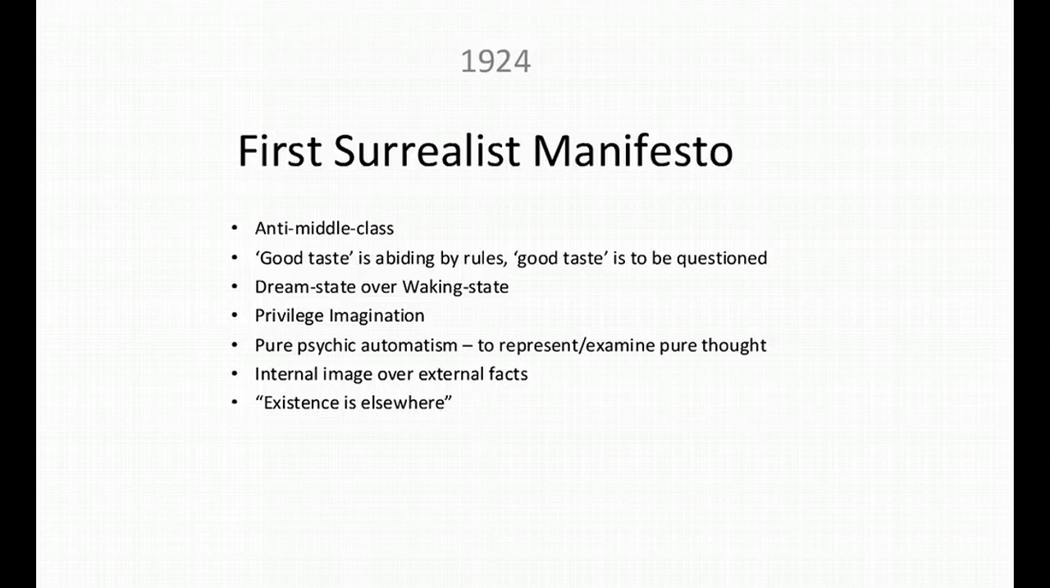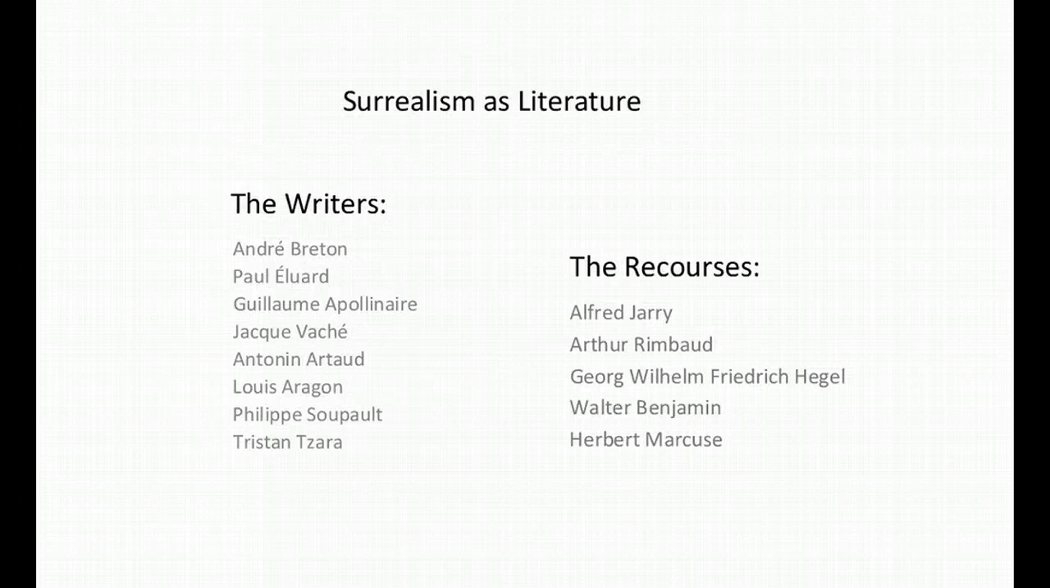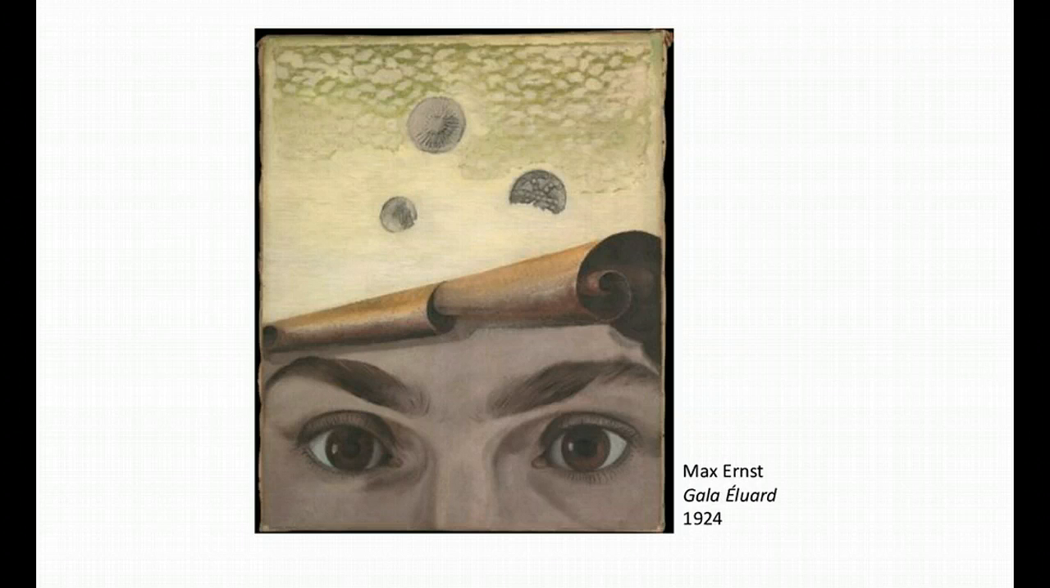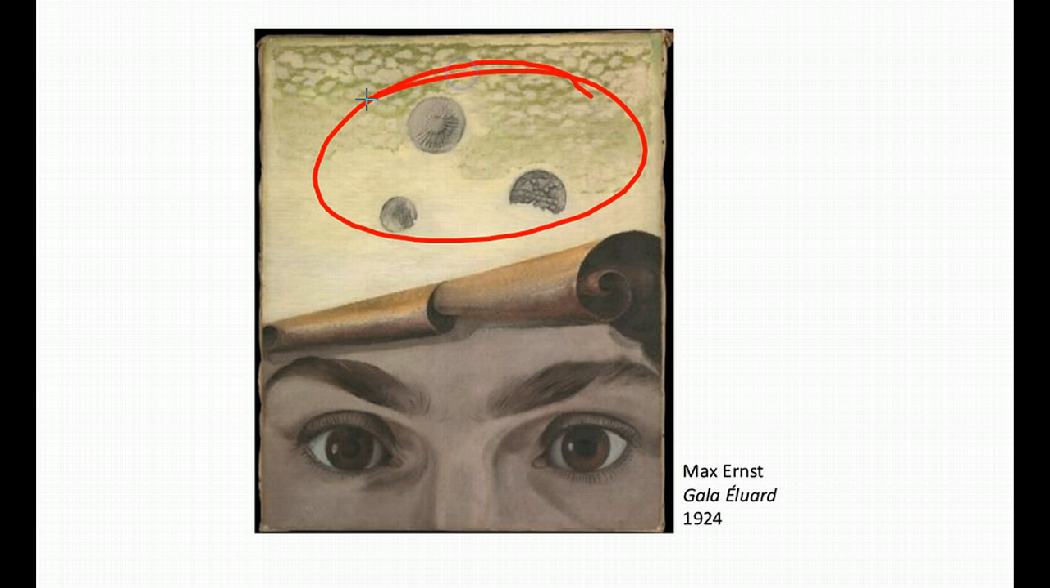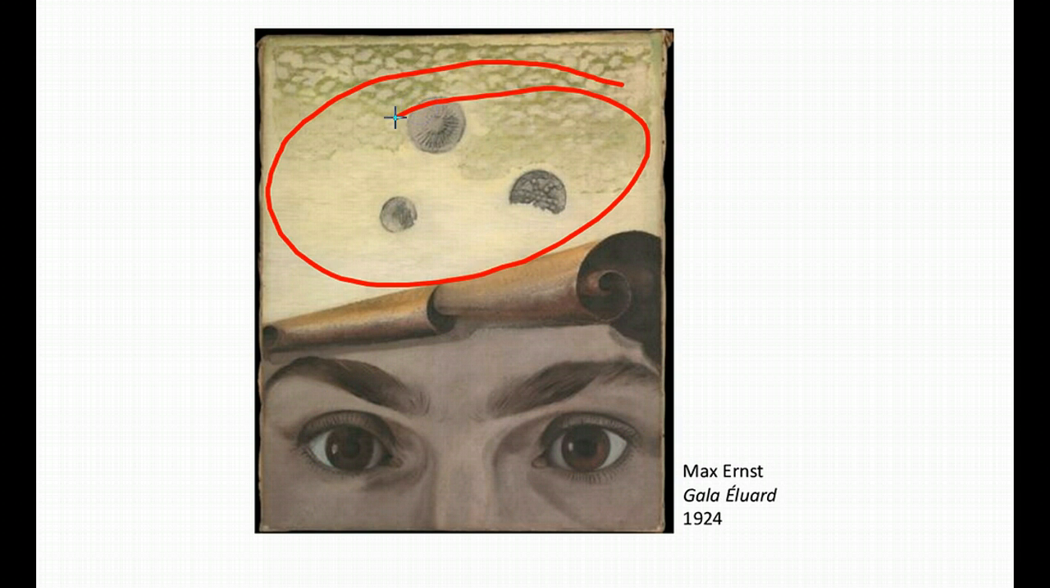Think back again to Gala Eluard. And then it ends with existence is elsewhere. So, looking at this, the interior is privileged over, and in this case it is literally above, the exterior. Existence being elsewhere implies it's inside the brain, not just what you're seeing outside.